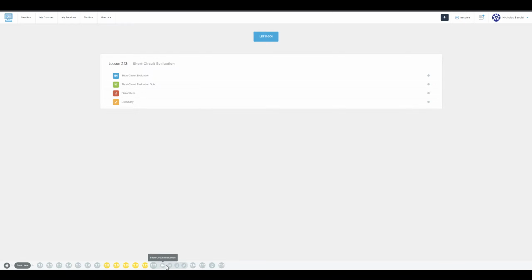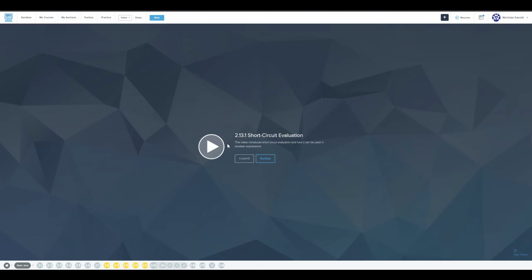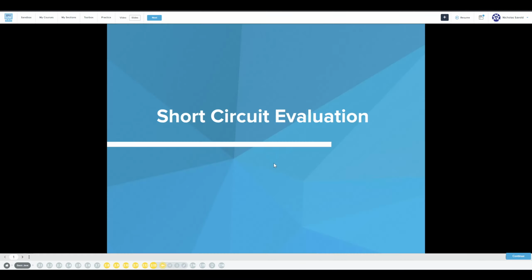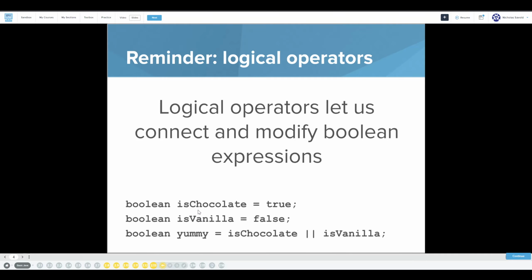So this is going to be on short circuits, which is when we look at our two condition booleans and terminate if they are true. So let's look at those tables.